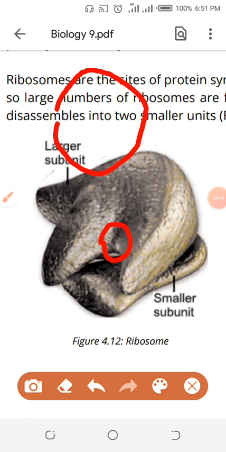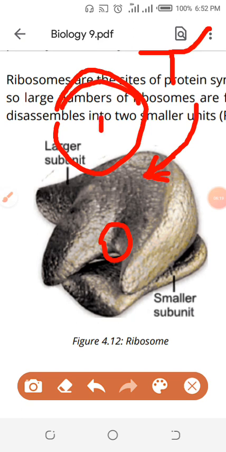Now what will happen? The messenger RNA will come, which had copied the message from the DNA, and that process by which they had copied the message is called transcription. Yes, you are right. The transcription takes place inside the nucleus. After copying the message, this messenger RNA will go to give the message to the ribosome. This is the number 1 ribosome, large ribosomal unit. This is the number 2 ribosomal part, small ribosomal unit.